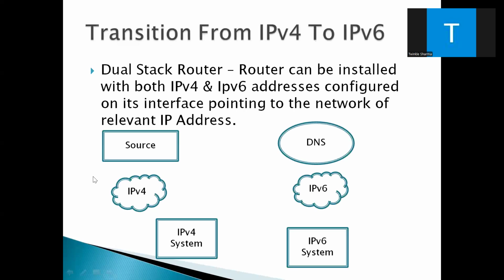Then we have transitions from IPv4 to IPv6. Dual stack router: a router can be installed with both IPv4 and IPv6 addresses configured on its interface, pointing to the network of the relevant IP address. If we have a device, just like we have the source of both IPv4 and IPv6.